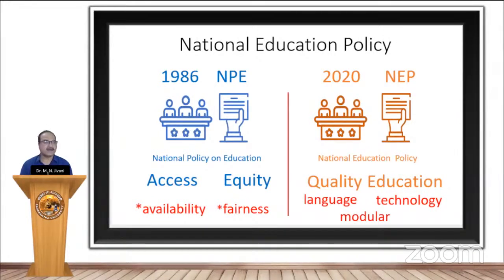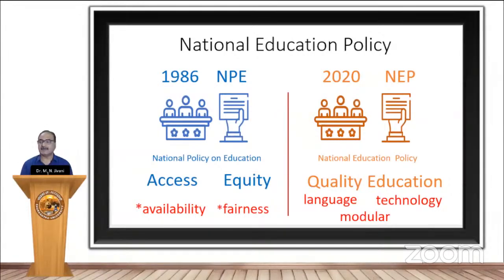I hope everybody agrees that in today's scenario, everybody is getting education. Those who want education are getting it, and fairly, because we have so many schemes for the poor and the rich. Everyone has their own compartment, and they are getting education as per their capacity. So availability is there, fairness is also there, right? So this was the first thing.